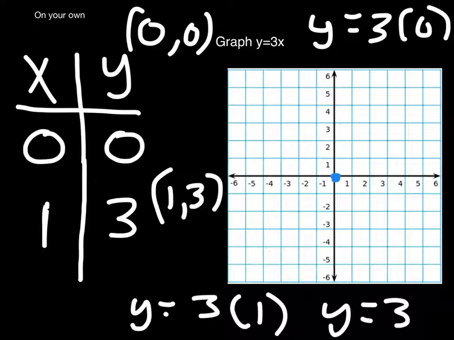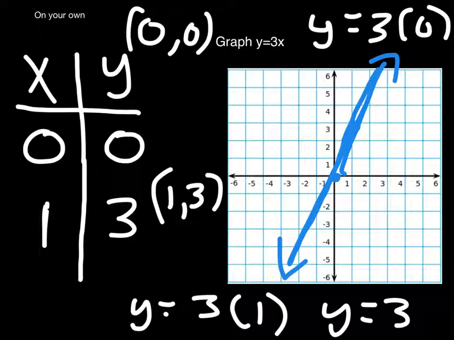So to graph that, I go over one place to 1, and I go up 3. 1, 2, 3, and my point is going to be right there. Then to draw the line, I draw the straightest line that I possibly can through those 2 points, and put an arrow there. And now I have graphed y equals 3x.